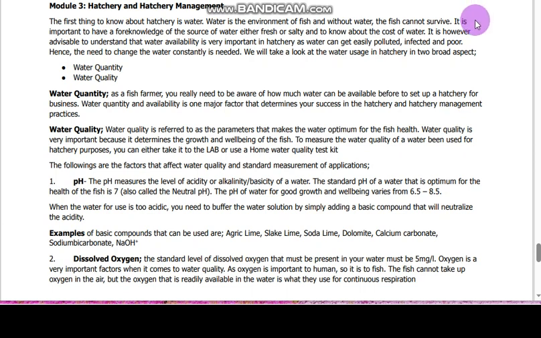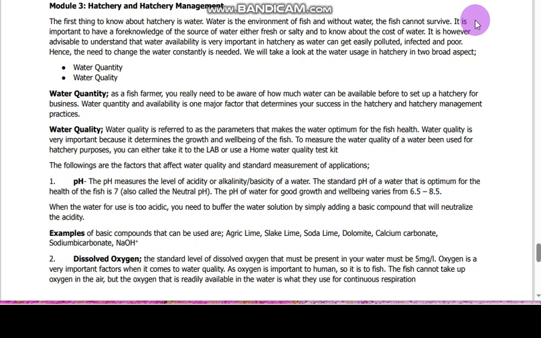Hello everyone. In continuation from the previous slide, this is module 3, Hatchery and Hatchery Management. Now the first thing to know about hatchery is water. Yes, that's because water is the environment of fish, and without water the fish cannot survive.